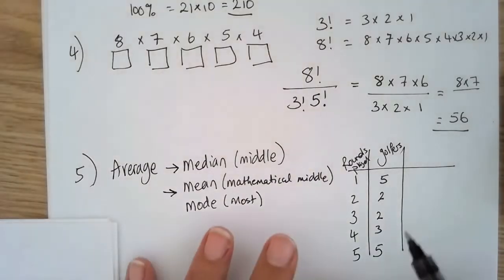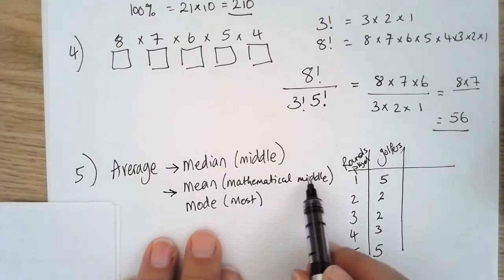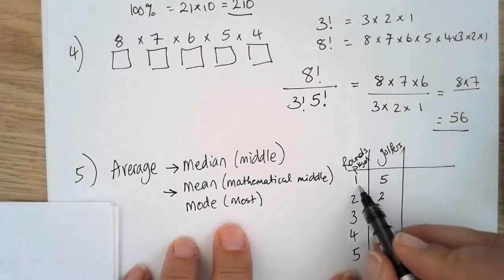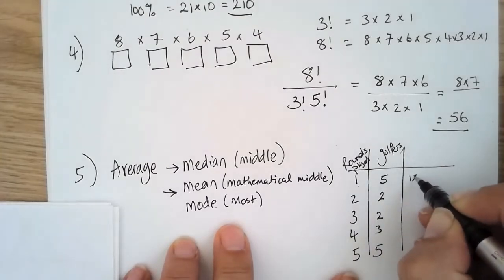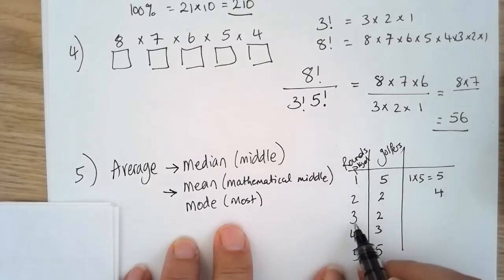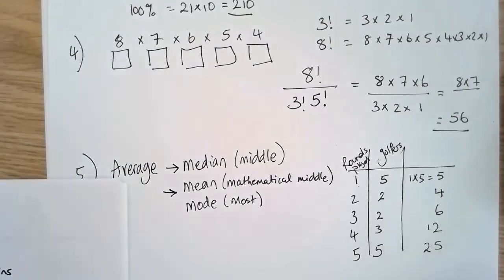In order to work out the arithmetic mean, the mathematical middle, there are different ways. I'm not happy with that as an explanation, but let's keep going. 1 multiplied by 5 equals 5. 2 multiplied by 2 is 4. 3 multiplied by 2 is 6. 4 multiplied by 3 is 12. 5 multiplied by 5 is 25.